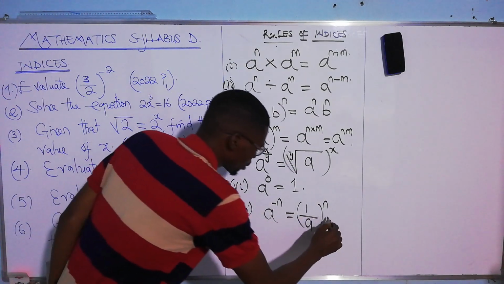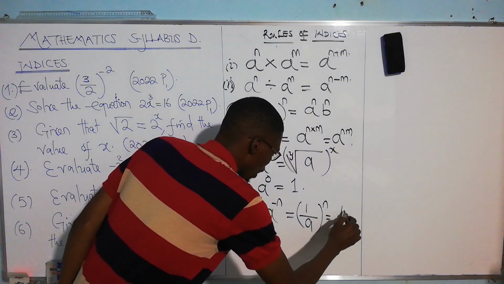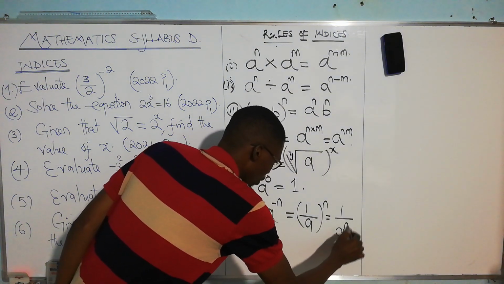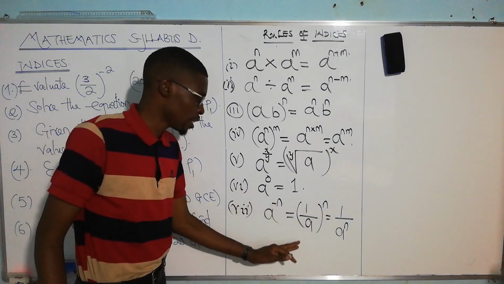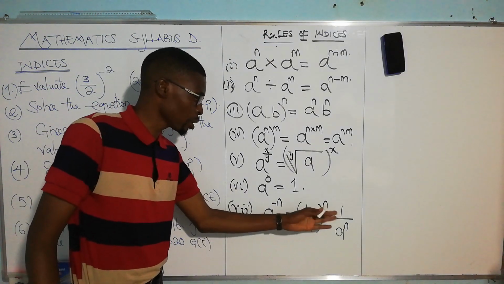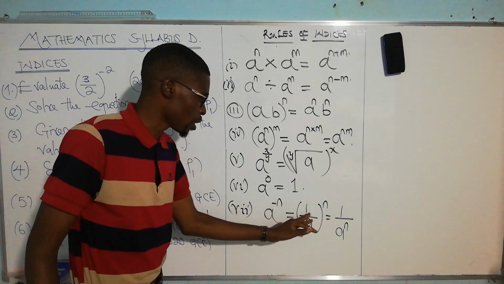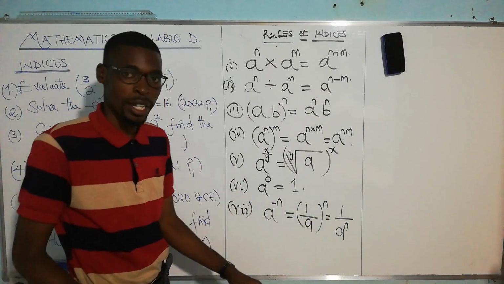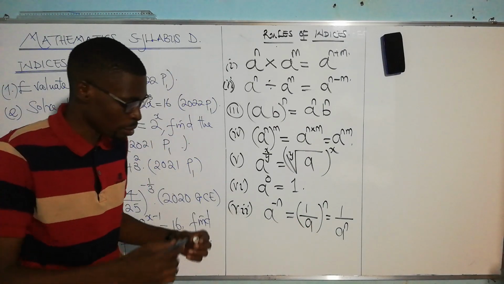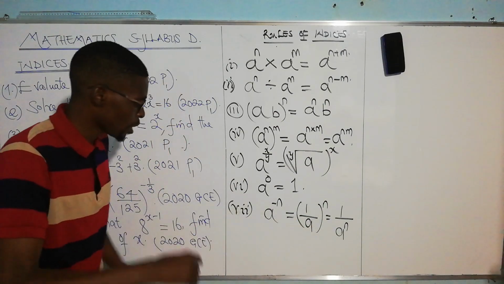This is going to give us 1 over a power n, because you know that 1 power n is 1, and a power n. So you distribute the power over division here. You are dividing, so you distribute the power n to the numerator and the denominator, and you get this.